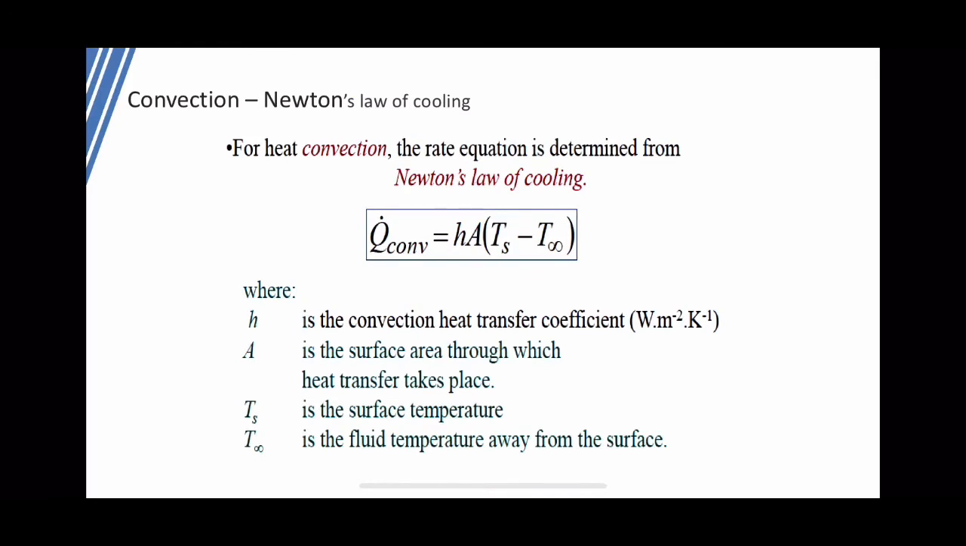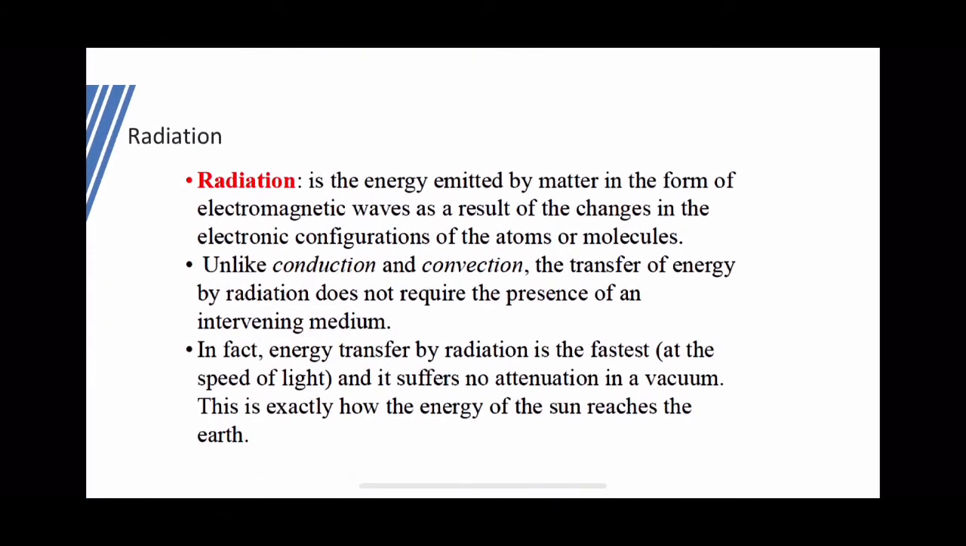Okay, Newton's law of cooling. For heat convection, the rate equation is determined by Newton's law of cooling. So Isaac Newton devised this Q convection, right? You know Q conduction already, Q = m Cp delta T. Sometimes Q is equal to m delta H. But if this is convection, that is h times A, the surface area, times the difference between the surface temperature minus the environment. Or here it says the fluid temperature away from the surface. So this is the equation for convection, which is Newton's law of cooling.